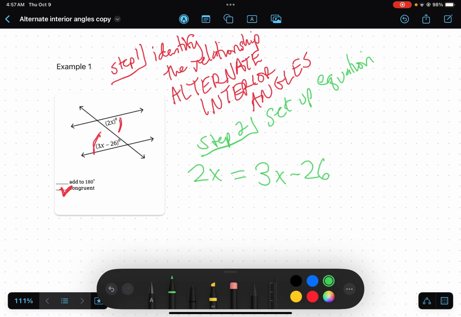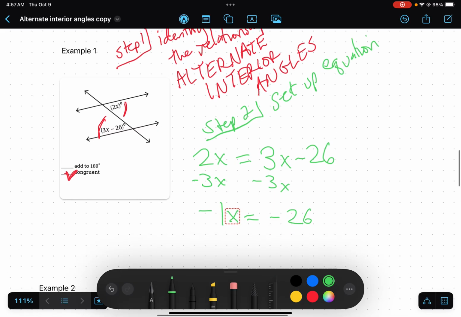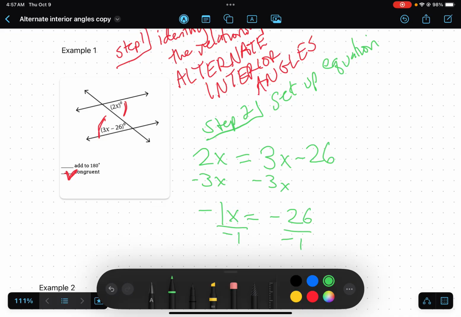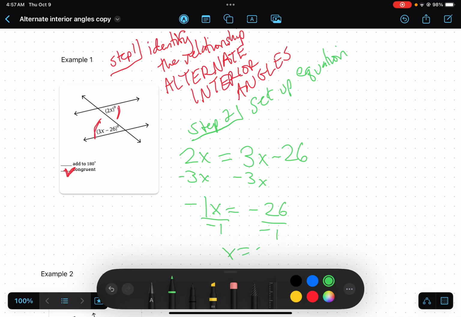So I'm going to solve this equation. Subtract 3x from both sides to get my x's all on one side. Negative 1x equals negative 26. Divide by negative 1. So I end up with x equals 26.